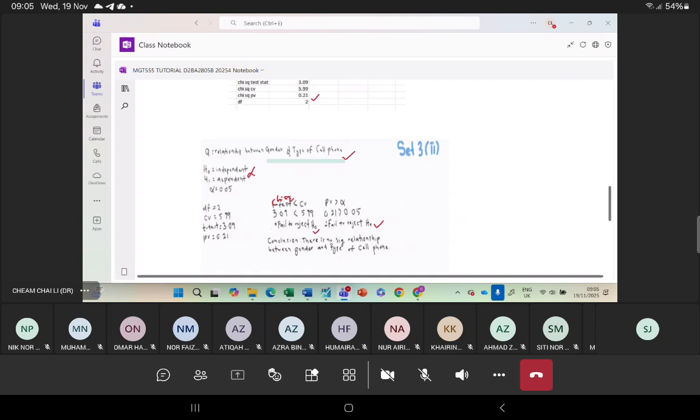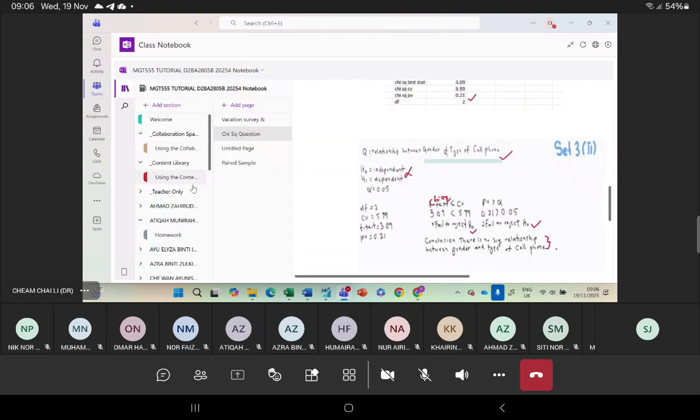So yang ni biasanya kita tulis ni untuk hypothesis yang ada mean lah, right? For one sample, two sample, paired sample dan ANOVA. But for chi-square, we just mention yang atas ni, right? Gender and the type of cell phones are not related. Boleh ke, Omar? So this one you correct a little bit.